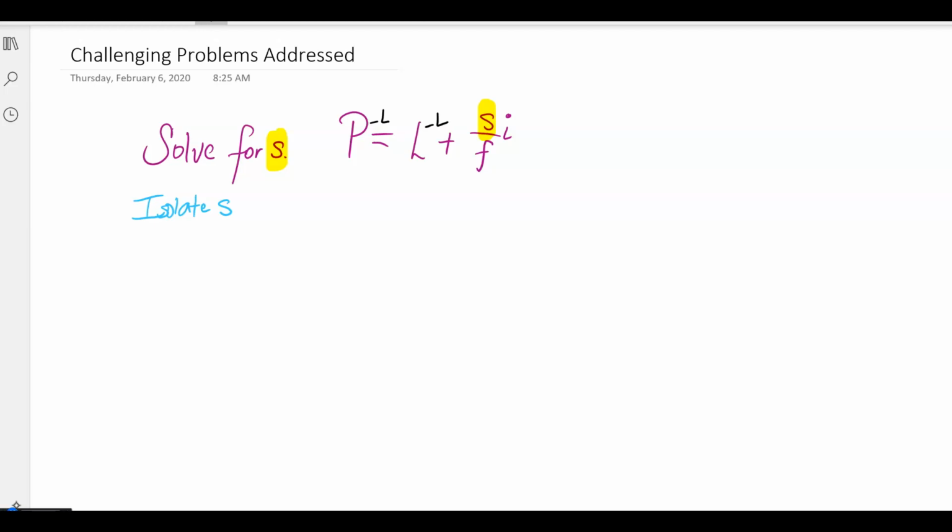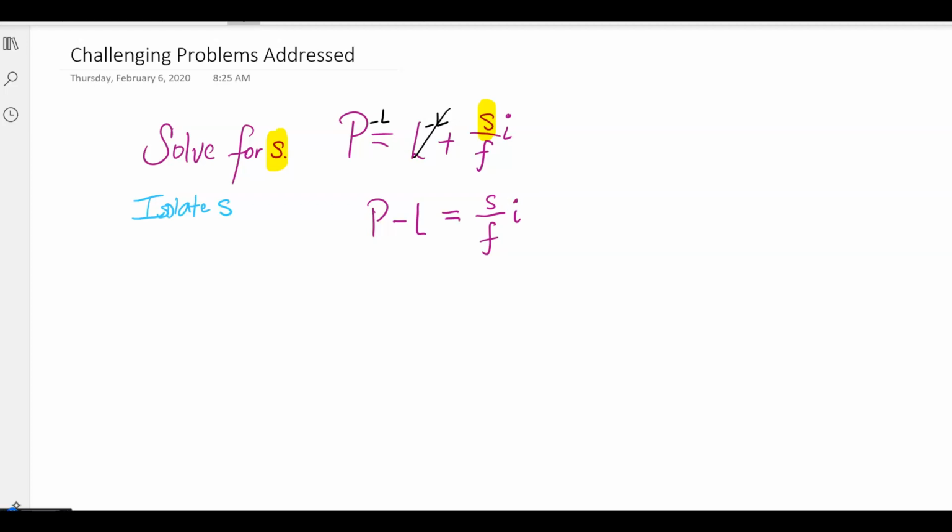And how do you get rid of something? You do the inverse. So since it's a positive L, we subtract L from both sides to get rid of it. L minus L cancels out. That's why we'll have P minus L on the left side. And on the right side, we have S over F times I.